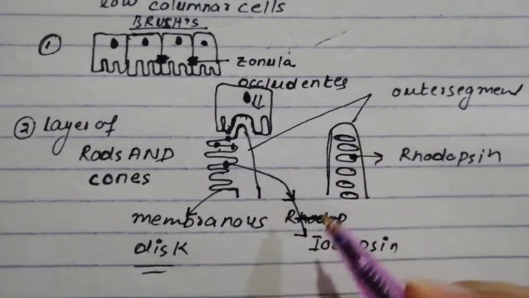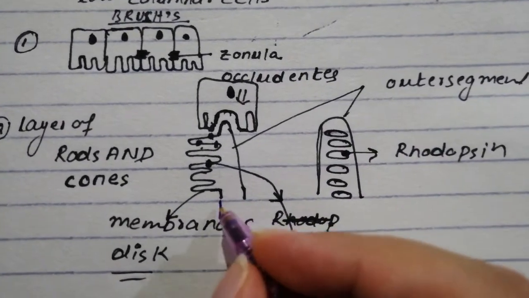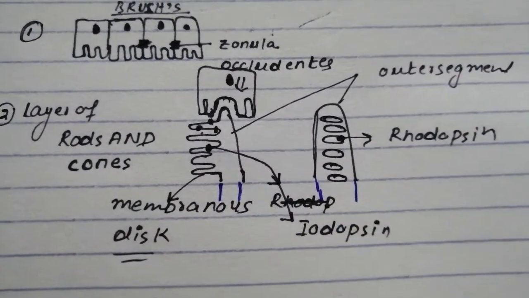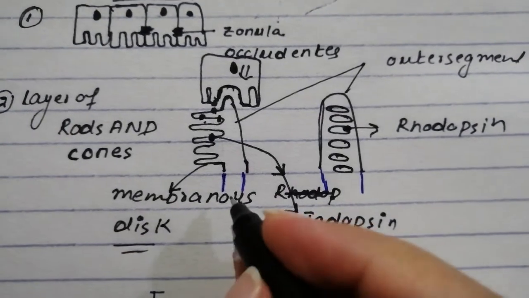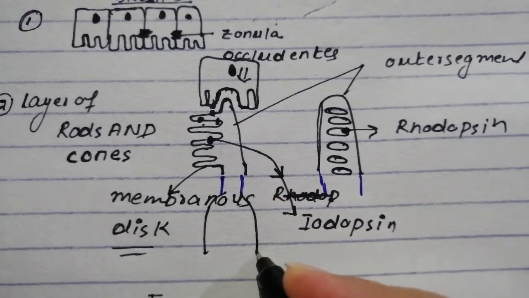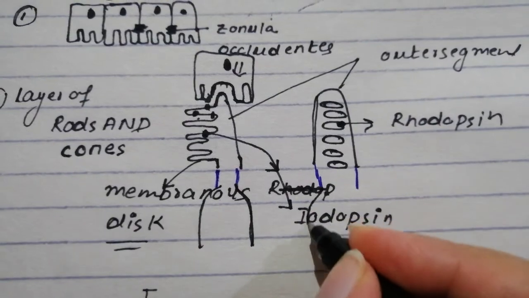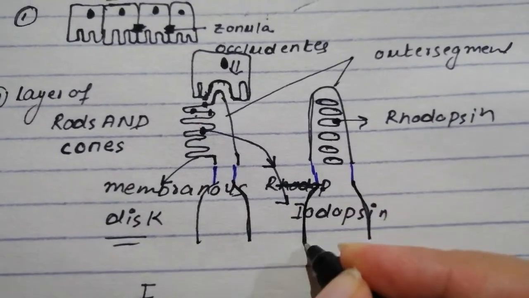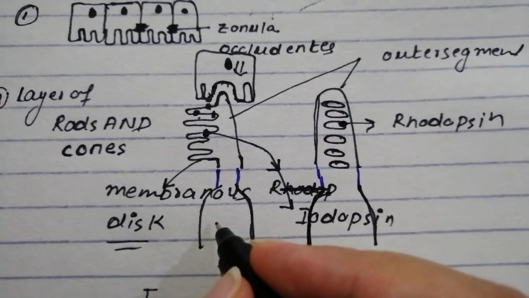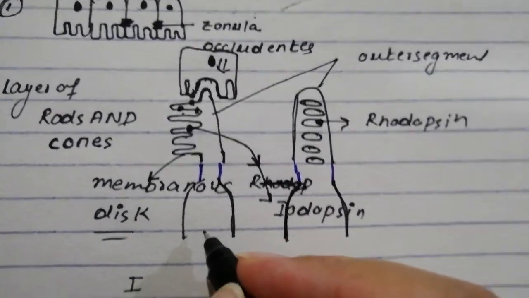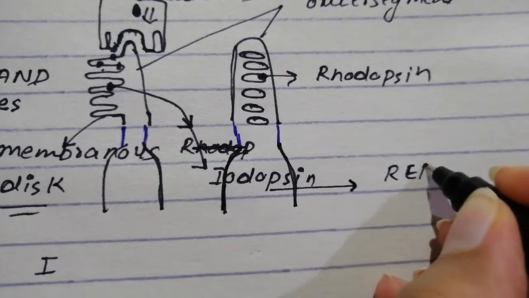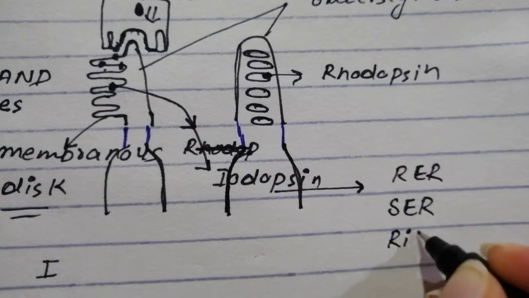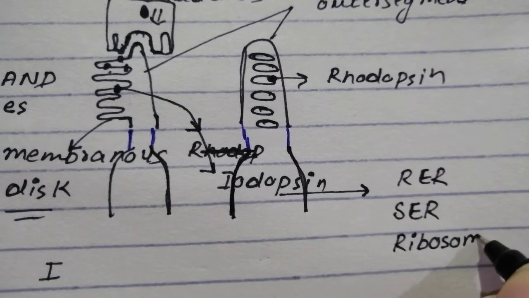Right. So then we have this portion known as the connecting stalk in both cases. And then we have the inner segment. The inner segment is the metabolically active part, which will have the RER, and the SER, it will have the ribosomes, it will also have the Golgi.